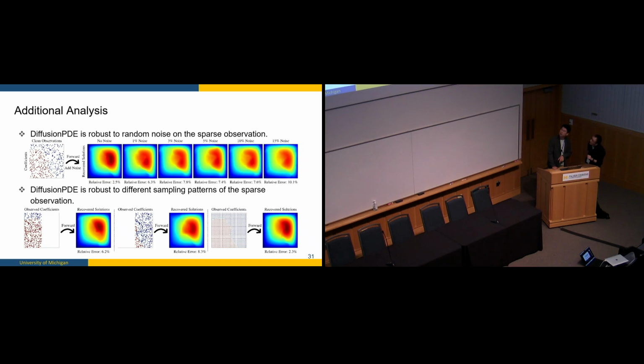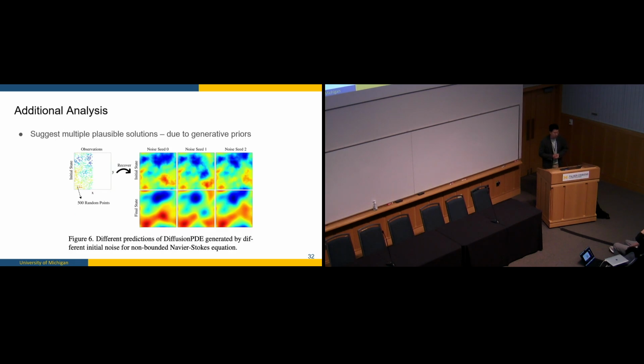Okay, anyway, diffusion PDE is robust to different sampling patterns. And because it's a generative model, it is able to suggest multiple plausible solutions given the same observation. As you can see here, we're given just half of the scene and sampled 500 random points from the left half and try to recover the rest with different seeds, which gives very different results of how to complete the right side of the scene.